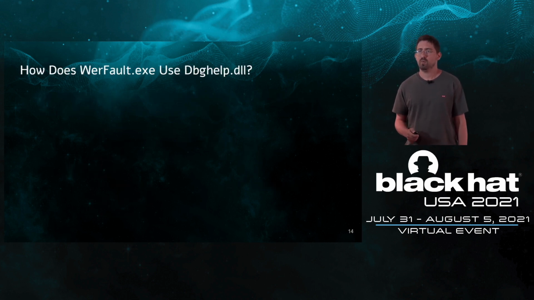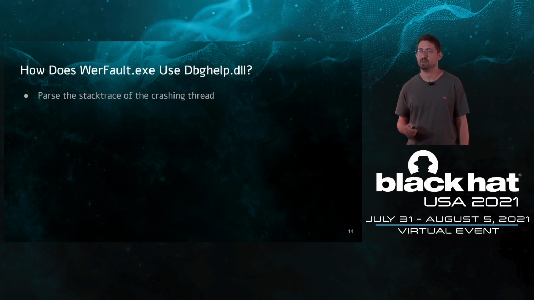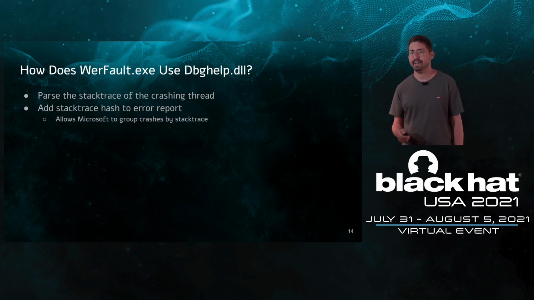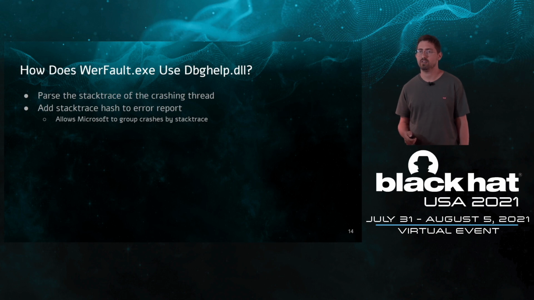I reverse engineered WerFault to see how it used DbgHelp, and I found out that it is used to parse the stack trace of the crashing thread in that crashing process, and then it produces a stack trace hash based on it and adds it to the error report. I guess the reason is that Microsoft is getting millions of crashes a day, and they want to be able to group those crashes by stack trace.